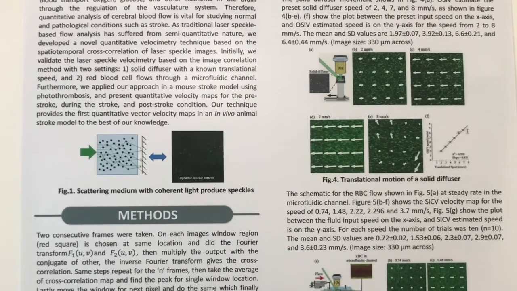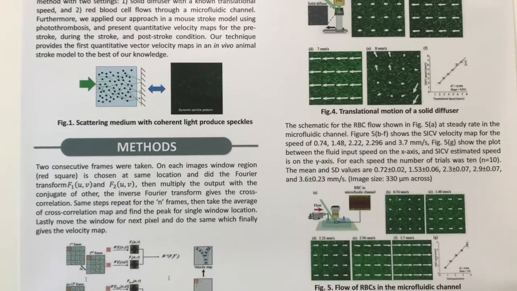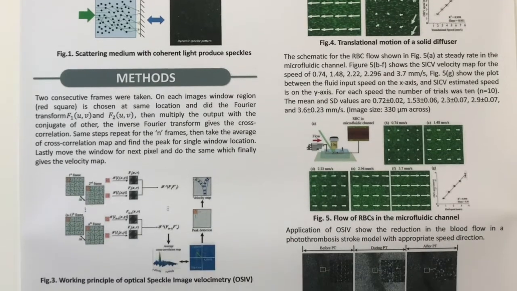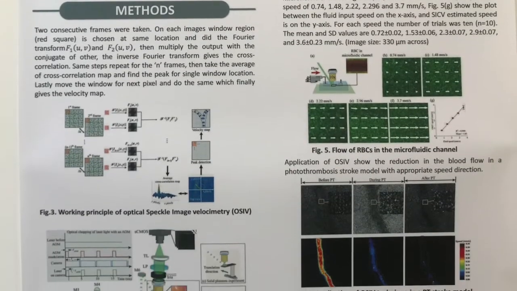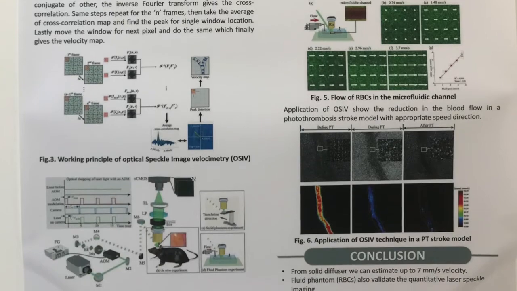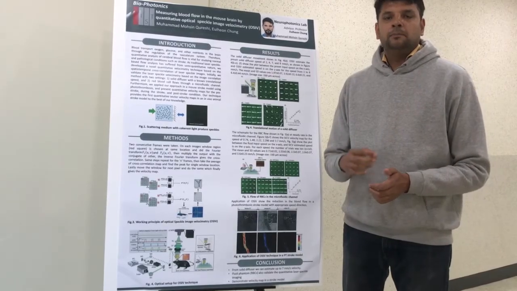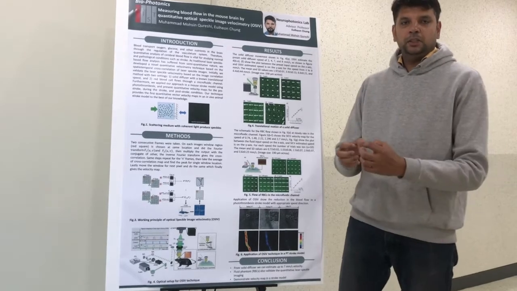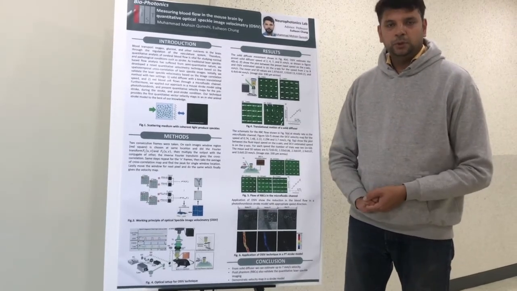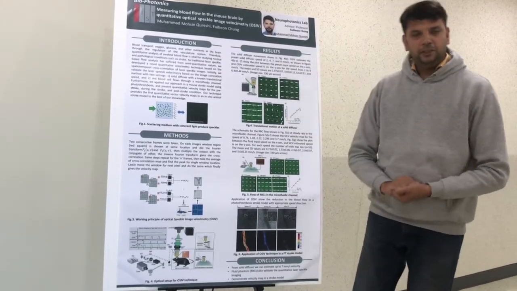Lastly, the application here is the photothrombosis model, in which we did measurements before, during and after photothrombosis. This technique gives the blood flow measurement of velocity, which means that it gives the magnitude and direction together simultaneously. Thank you.